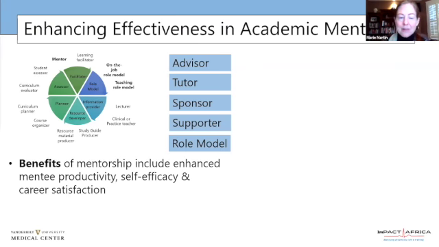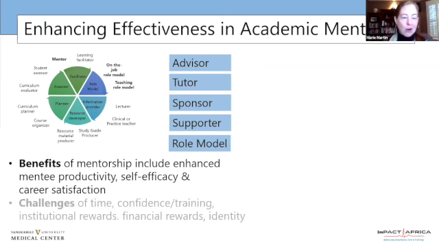Next, there are many benefits that have been identified in the literature, and these were some of the ones that we discussed in the session on mentorship. But next, there are also challenges, right? So we discussed that many of the challenges include a lack of training, a lack of time, a lack of confidence or experience, financial rewards, even our own identity as faculty.